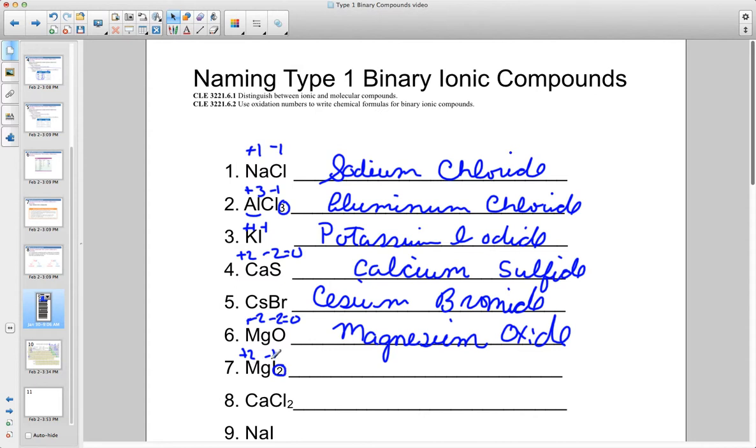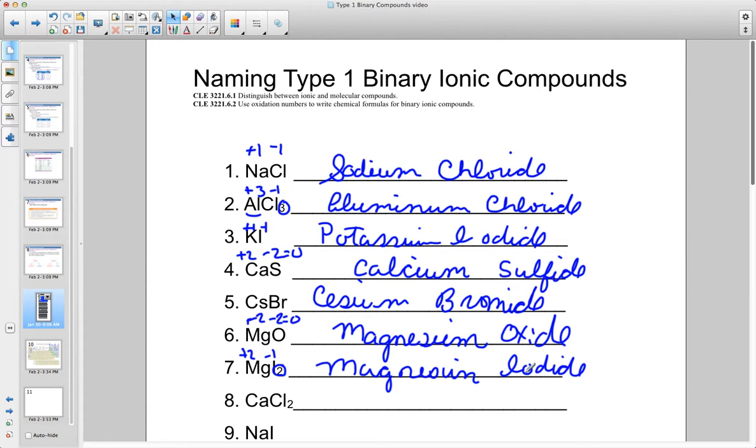So now you have 2 times the -1, that's -2, right? With that +2, that gives you the 0. So that's going to form, okay? But it needs 2 iodines for that to happen. So now you just simply name it magnesium iodide.